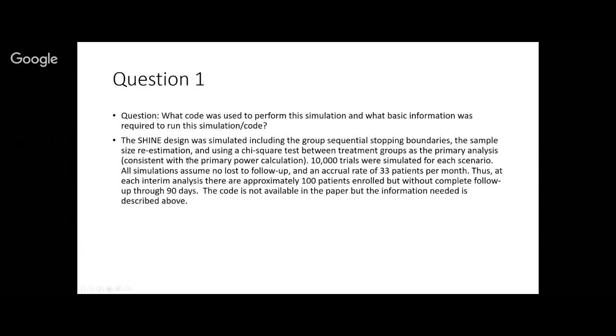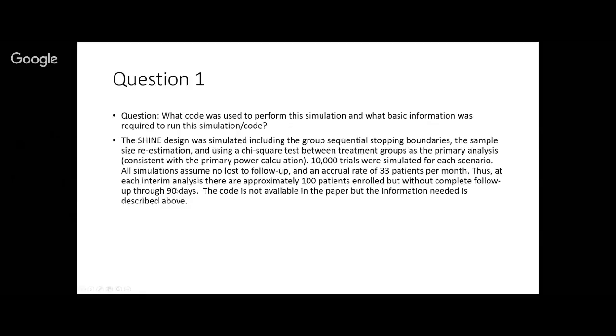The first question: what code was used to perform this simulation and what basic information was required to run this code? The SHINE design was simulated, including the group sequential stopping boundaries, the sample size re-estimation, and the chi-square test between treatment groups as the primary analysis. 10,000 trials were simulated for each scenario.